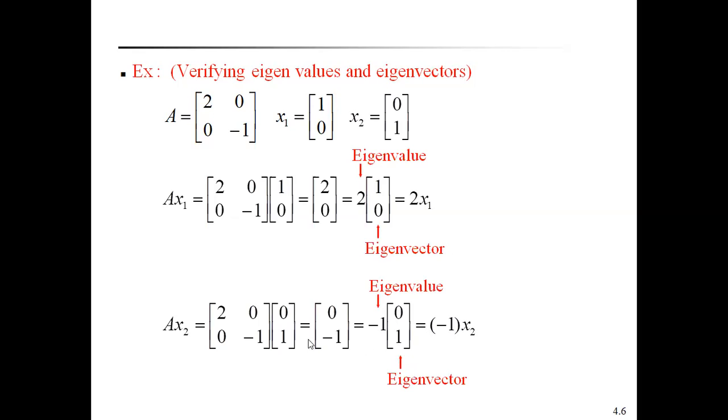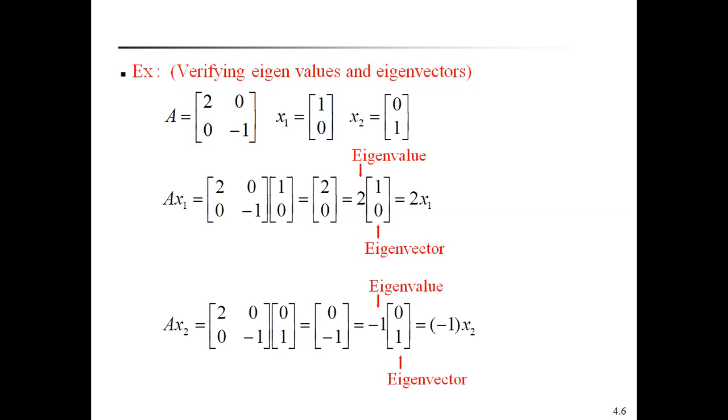This is the way to verify whether the given vectors are eigenvectors, and the values eigenvalues. A, x1, x2 are given. To verify, what is the eigenvalue eigenvector equation? Ax is equal to lambda x. That is the very important equation you have to remember in eigenvalues and eigenvectors. That is the main equation.